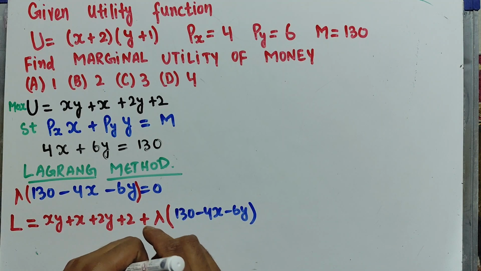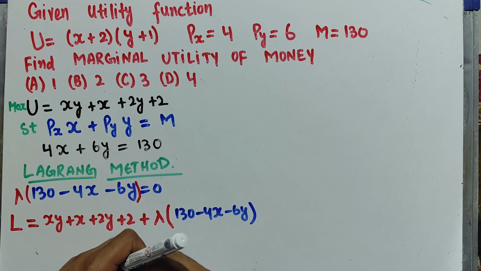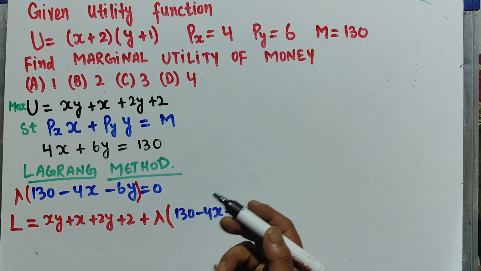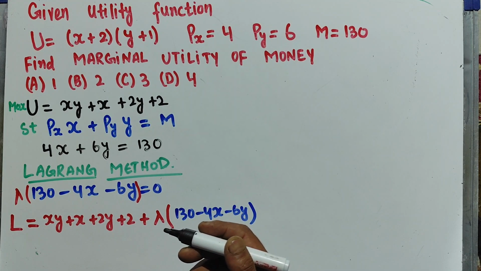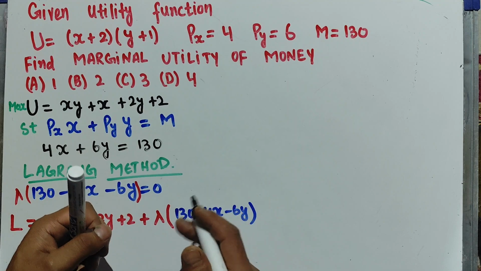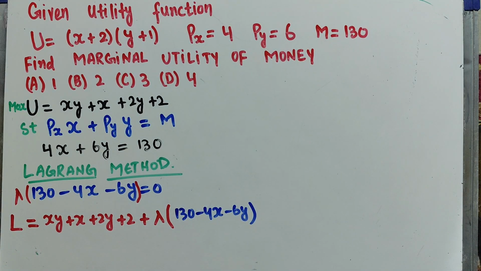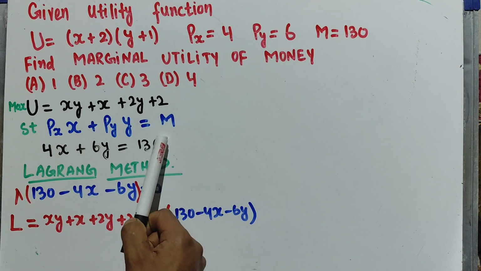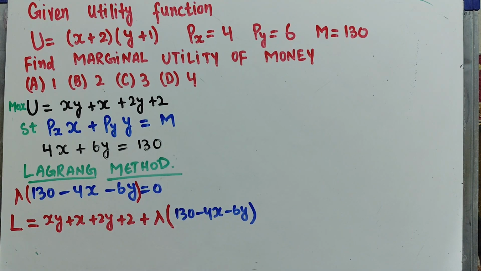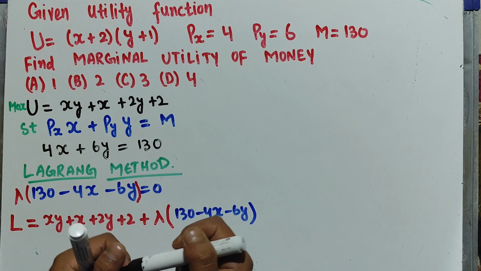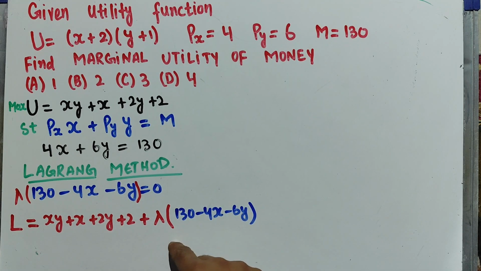As I told you, to find out the marginal utility of money, we need to find out the optimal consumption bundle. To find out the optimal consumption bundle, we need to apply the Lagrange's method. First, we need to set the budget constraint equal to 0, multiply by lambda, and form the Lagrange's equation, which will be the aggregate of the given utility function, what we also call the objective function, and the resulting constraint.